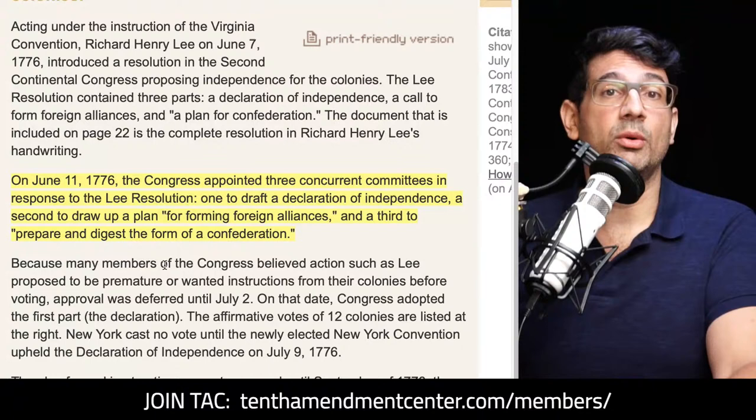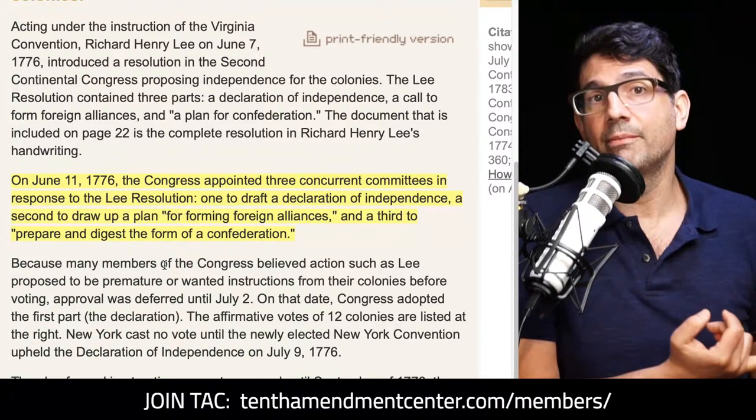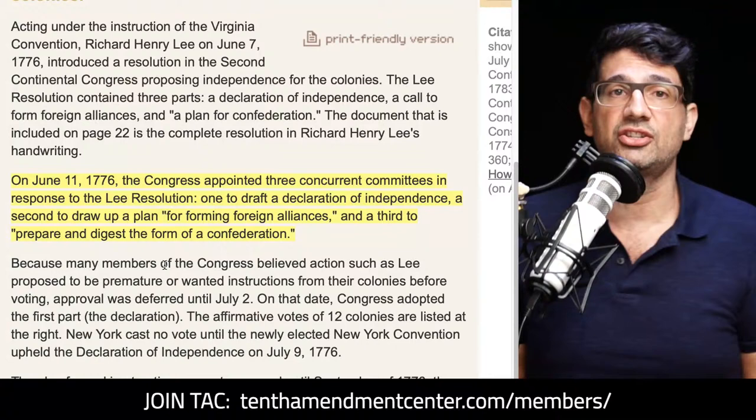So they went through this process and they were going to consider each of these parts of the resolution separately. On July 1st, debate came up again. South Carolina said, well, let's hold back for another day. We need it to be unanimous. They voted on July 2nd. New York abstained because they did not have instructions on what to do. So their delegation did absolutely nothing.